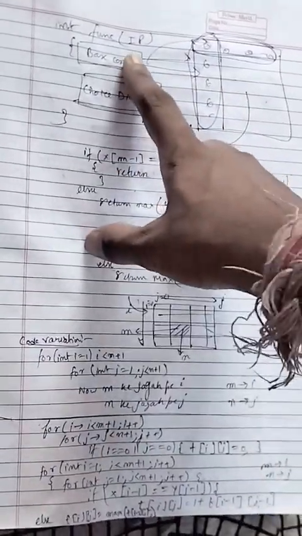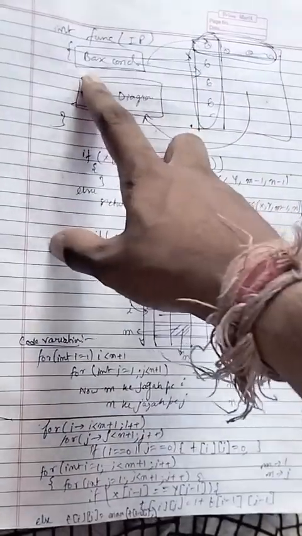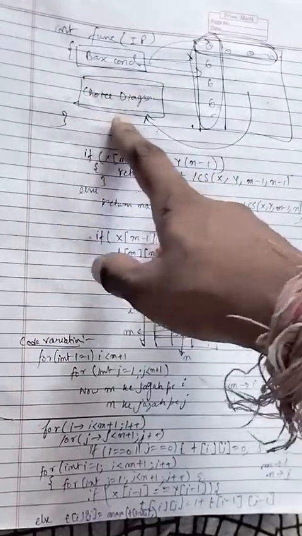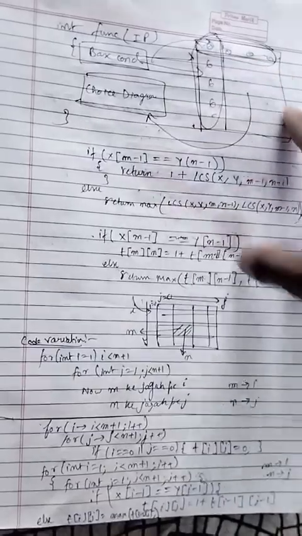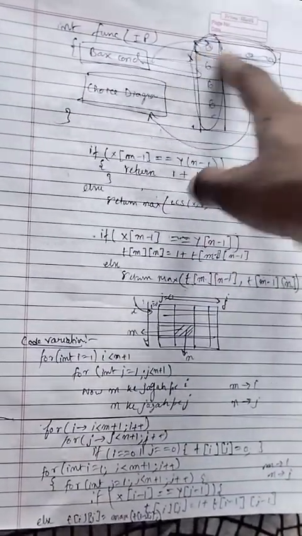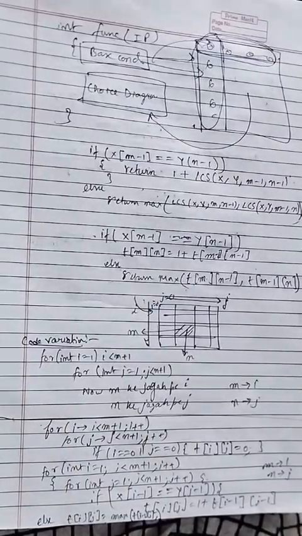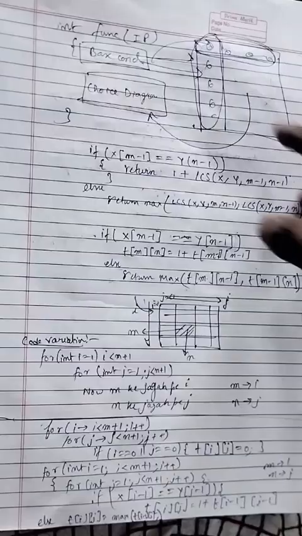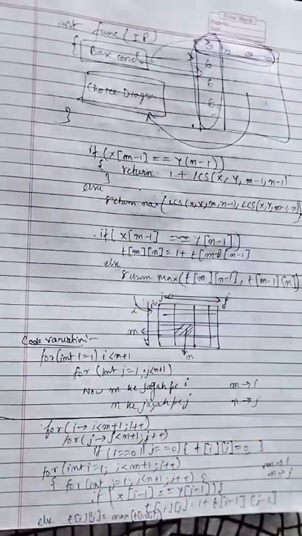Now about the recursion function, that is function, base condition and choice diagram. These all are zeros because of the base condition, and this part represents the choice diagram.